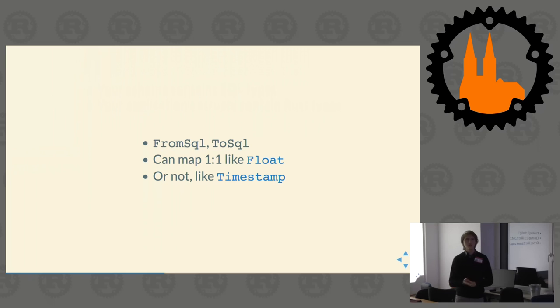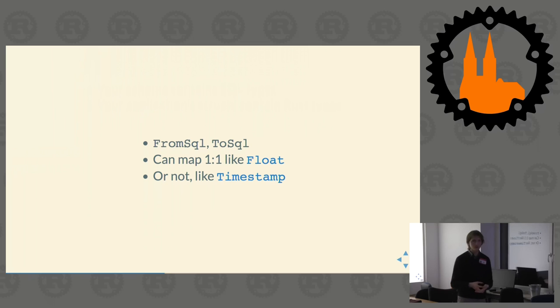But other types are not so simple because they can be implemented for several Rust types. Like if you use a standard time library or the semi-standard time library or chrono, they both can represent a timestamp. And maybe you can also put it into an integer. So you need to be careful.